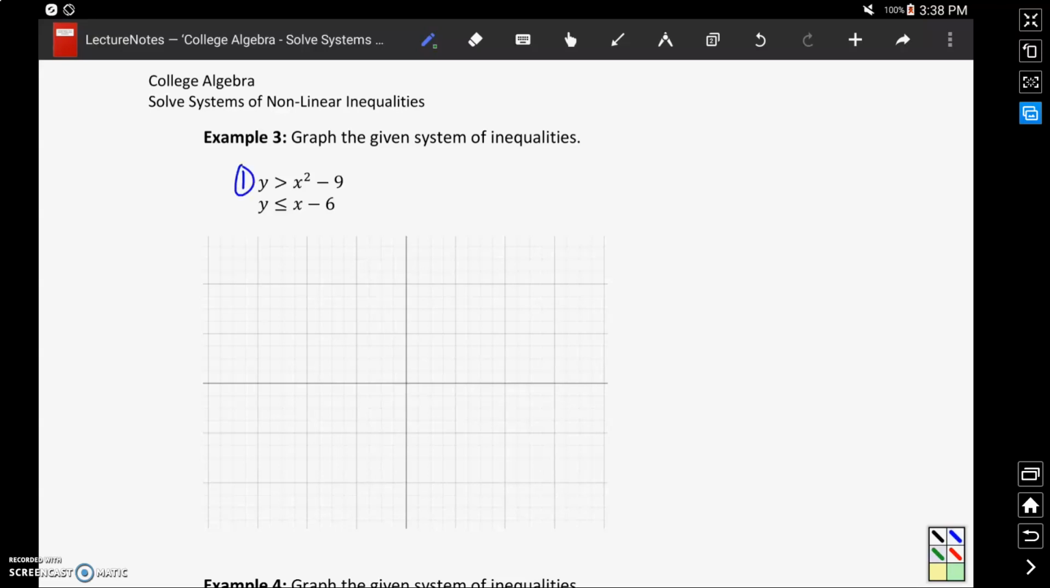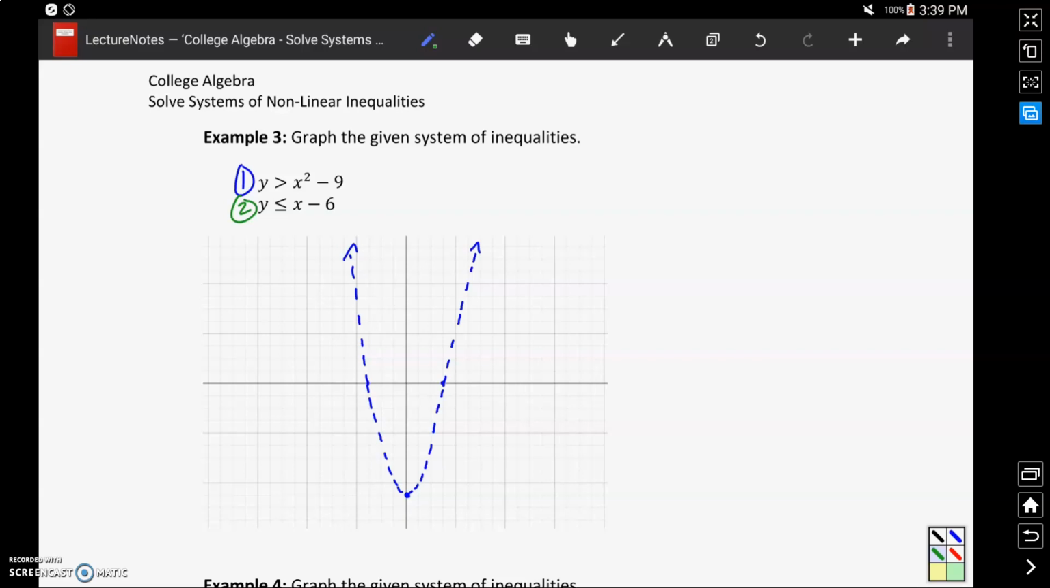Example 3 gives us two inequalities, the first of which would be the graph of x squared shifted down by 9 units. Since we have a strict inequality, we'll graph this using a dashed curve rather than a solid curve, which again represents that the points along that curve itself aren't solutions that would make the inequality true, but does provide us with that boundary.